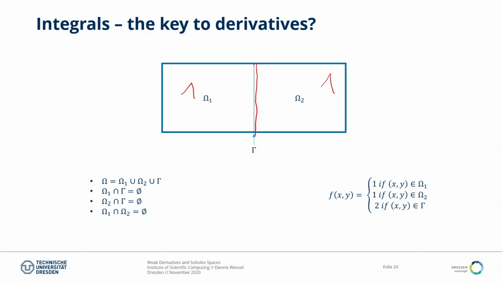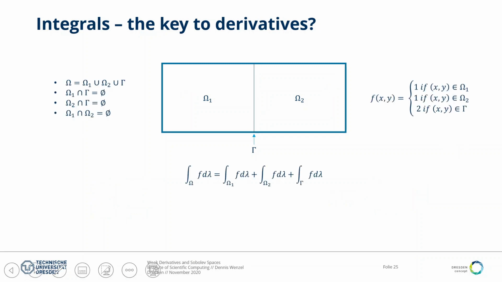Now let's see what happens if I want to form an integral. If I want to integrate f with respect to the Lebesgue measure, it's important here, so I'm writing d lambda. I want to integrate my function f over the whole domain omega with respect to the Lebesgue measure lambda. Then, of course, as usual, I can break this integral up into the integrals over the individual parts. So I have an integral over omega 1, one over omega 2, and one over gamma. And I can plug in the actual values. On omega 1, my f is the constant 1 function. On omega 2, my f is the constant 1 function. And on gamma, I have the constant value 2.